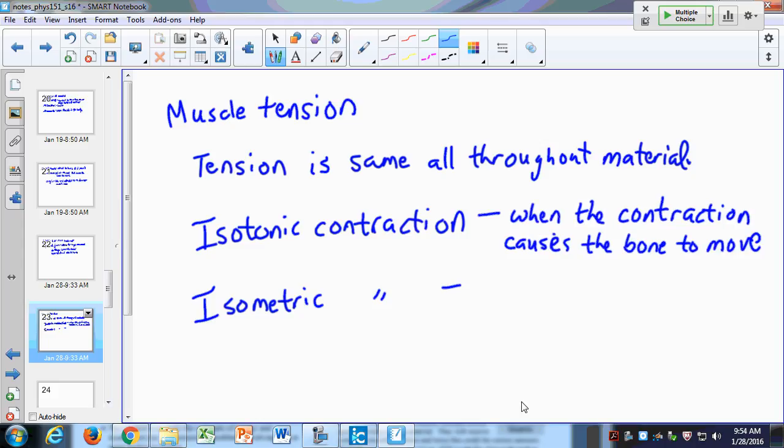And the isometric is what? What happens with the isometric? It doesn't move. It's just the opposite of isotonic. So the isometric contraction causes it to move. Excuse me. The isotonic contraction causes it to move. The isometric, the bone doesn't move.